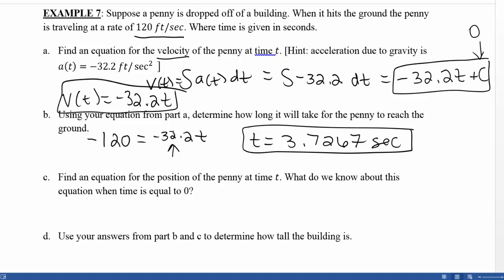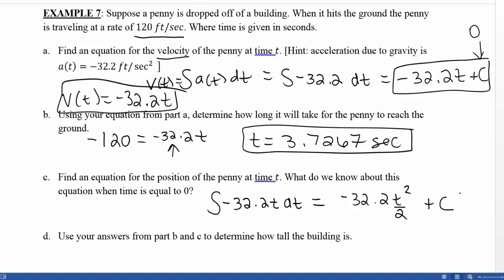Part C. Find an equation for the position of the penny at time t. What do we know about this equation when time is equal to 0? Remember, velocity is the derivative of position. So if we want to go backwards from velocity to position, we need to find the antiderivative. Again, we go back to our velocity equation, negative 32.2t dt, and we find the antiderivative. Here that's going to be negative 32.2t squared over 2 plus c. We can simplify this a little bit if we want to.